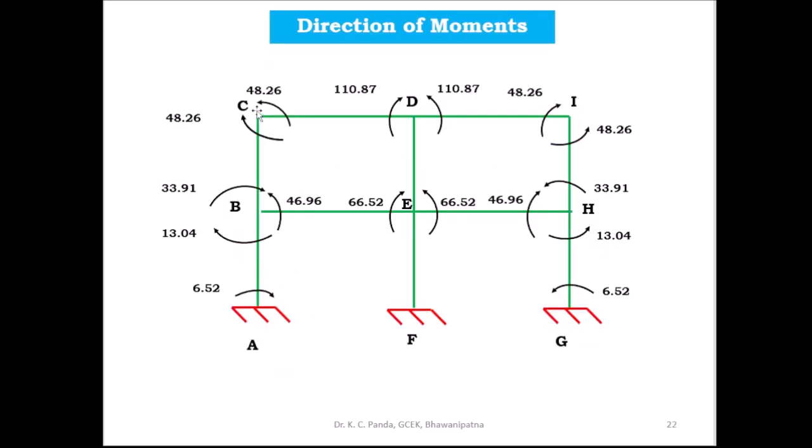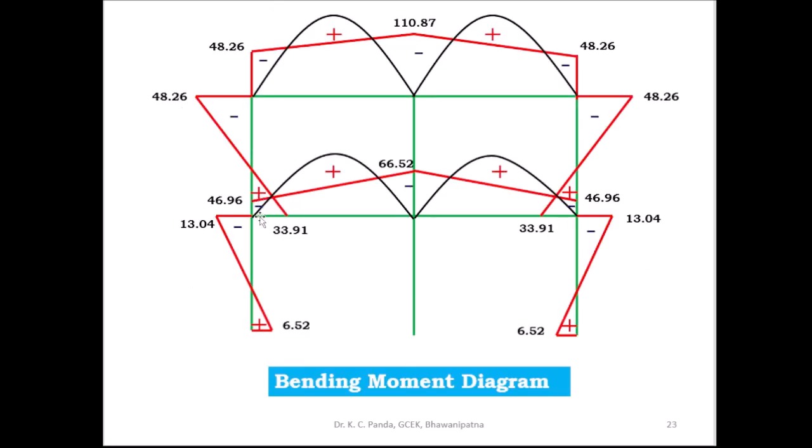Similarly here for the member CB, this is inside and this is outside. So inside 33.91 and outside 48.26. Here you take 33.91 and here you take 48.26, then join these two points, and this is the BMD of the vertical member BC. 48.26 and 33.91, so this is negative and this is positive.